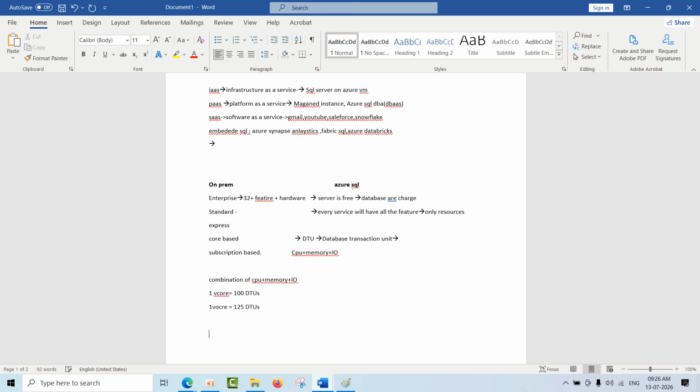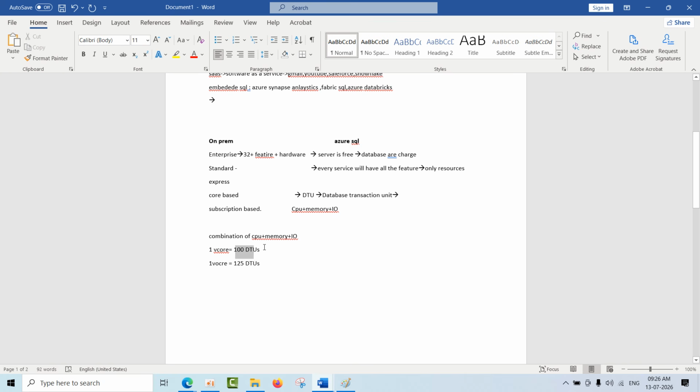Some customers cannot even purchase one vCore, so that's the reason they divided it into 100 DTUs. Okay, now I will show you the magic. Now there are two flavors: one is the DTU model and the other is the vCore model.